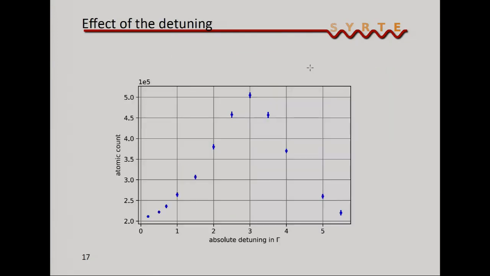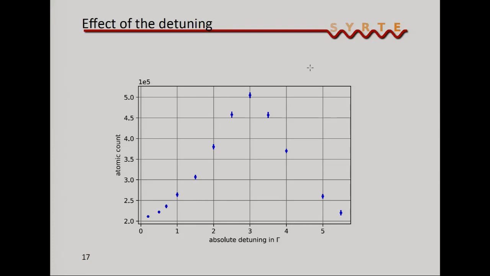So here on the first graph, I showed the effect of the detuning. So on the x-axis, this is the absolute detuning in gamma, gamma being the natural line width of the cooling transition. And on the y-axis, this is the atomic count, proportional to the number of atoms that we trapped. And we see that when we detune our 2D MOT, we observe a maximum here. So as a consequence, we decided to run our 2D MOT around this detuning, and you see the symmetrical behavior of the effect of the detuning.